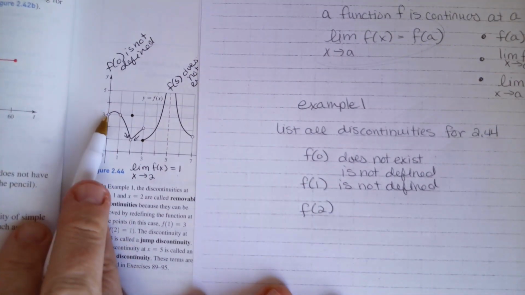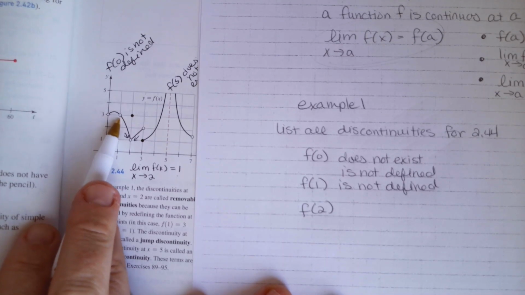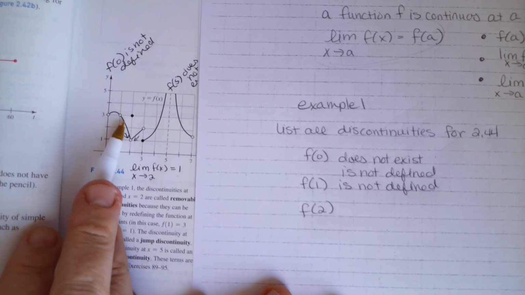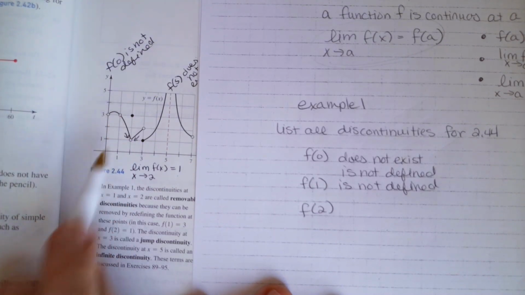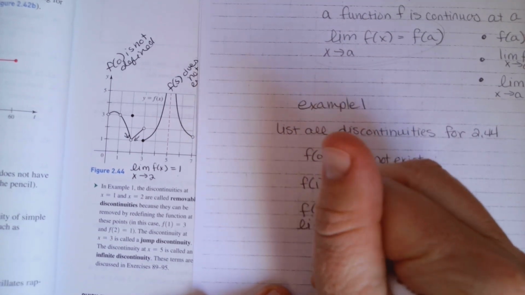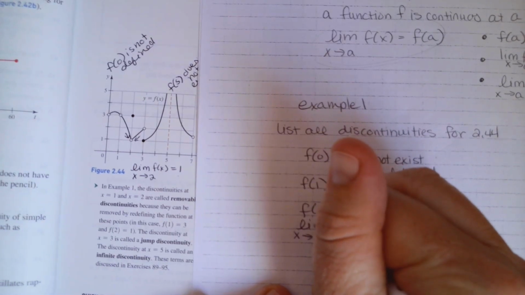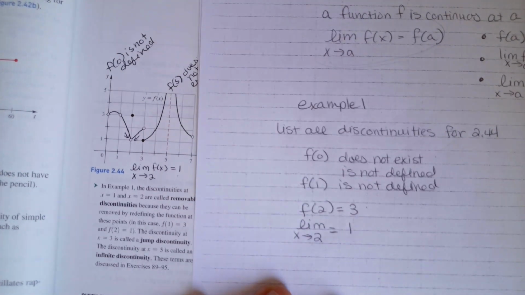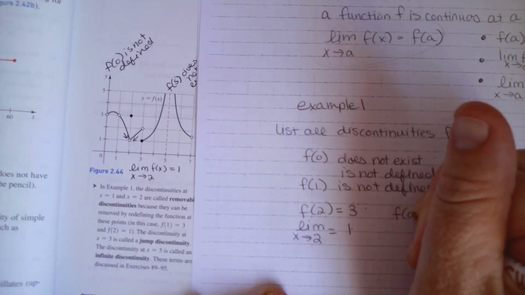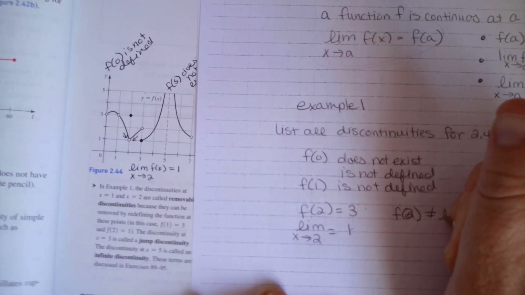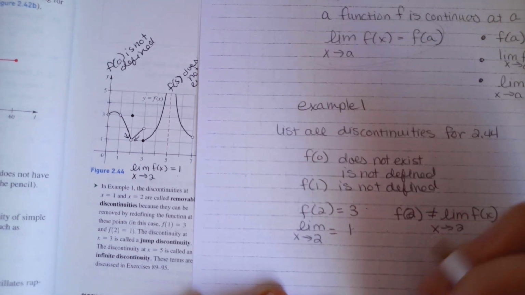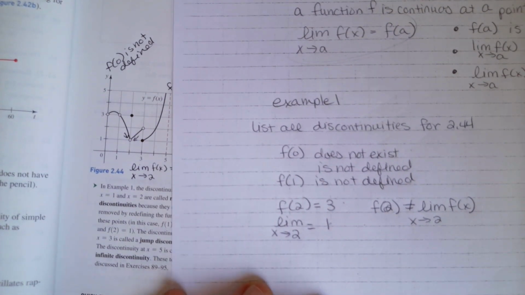right, so here was our f of 0, not defined, there's a hole there. f of 1, not defined, there's a hole there. f of 2, I can see this break, right? So f of 2 equals 3, but the limit as x approaches 2 equals 1. They're both defined, but they don't equal each other. So since f of 2 does not equal the limit as x approaches 2 of f of x, therefore, this is a break.